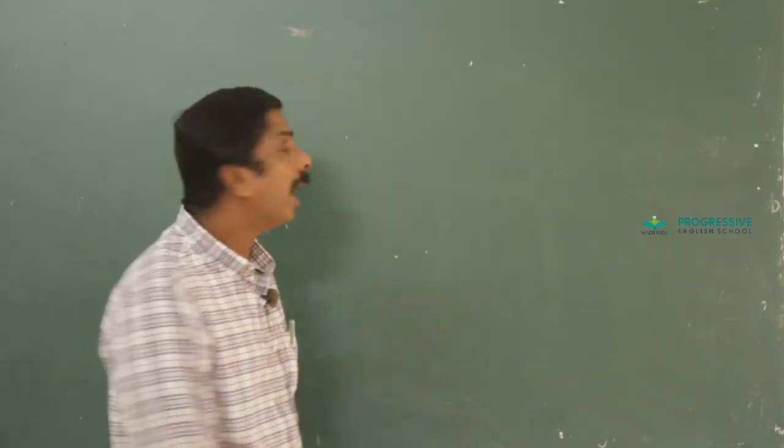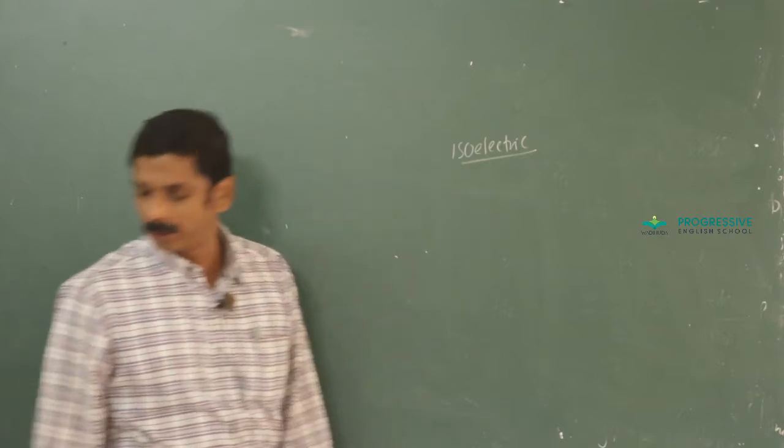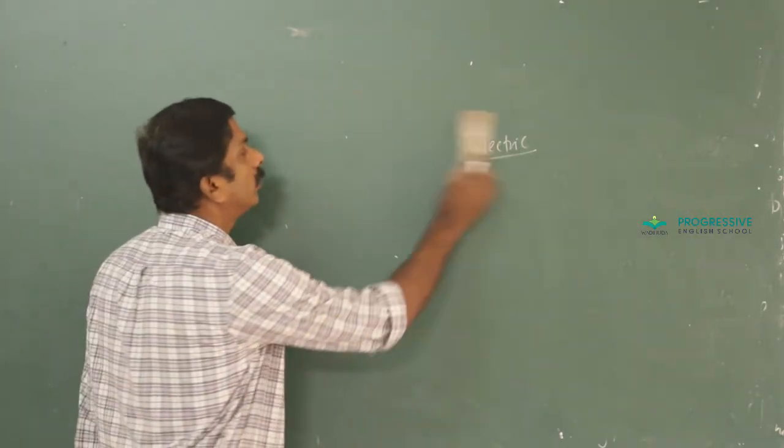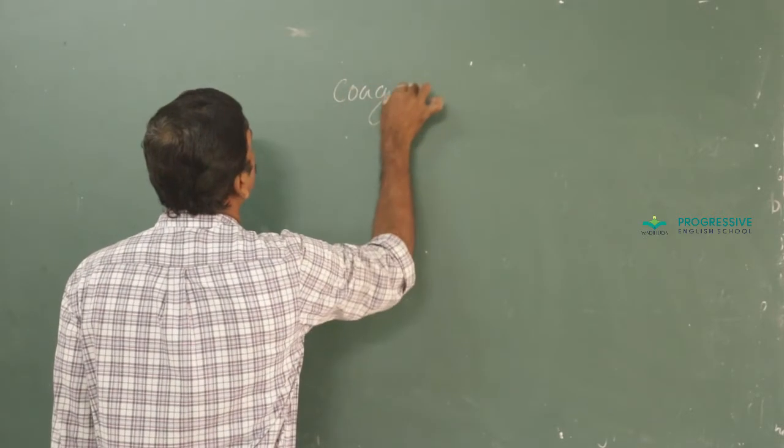And in higher level competitive exams, one more point, that is at a particular pH, this colloidal particle will not migrate towards any of the electrodes. That particular pH is called isoelectric point. And colloidal particle attracts counter ion from the solution and forms an electrical double layer. That electrical double layer is called Helmholtz double layer, and the potential difference between that double layer is called electrokinetic potential or zeta potential. And next is about coagulation.